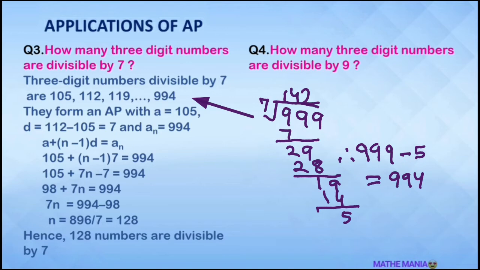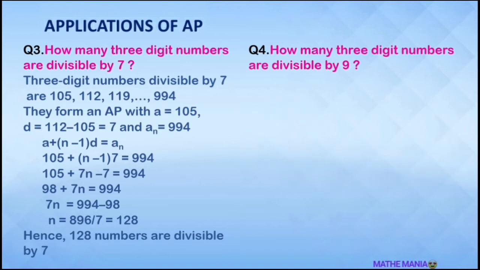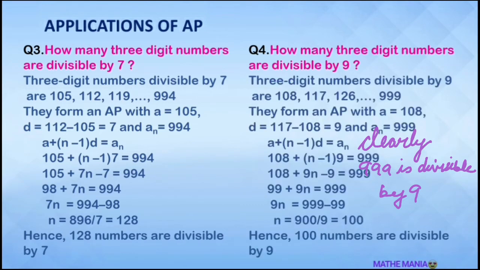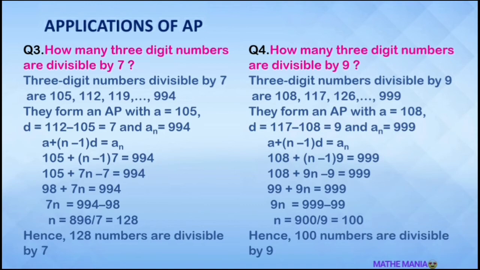Quickly cross-check your answer and see if you have got the same number of terms. The AP in question 4 is 108, 117, 126, etc. So applying the method and by solving it, we find that there are 100 numbers which are divisible by 9. Wonder how much time it would take if we start counting the numbers? But that's not required because we have the concept of AP.